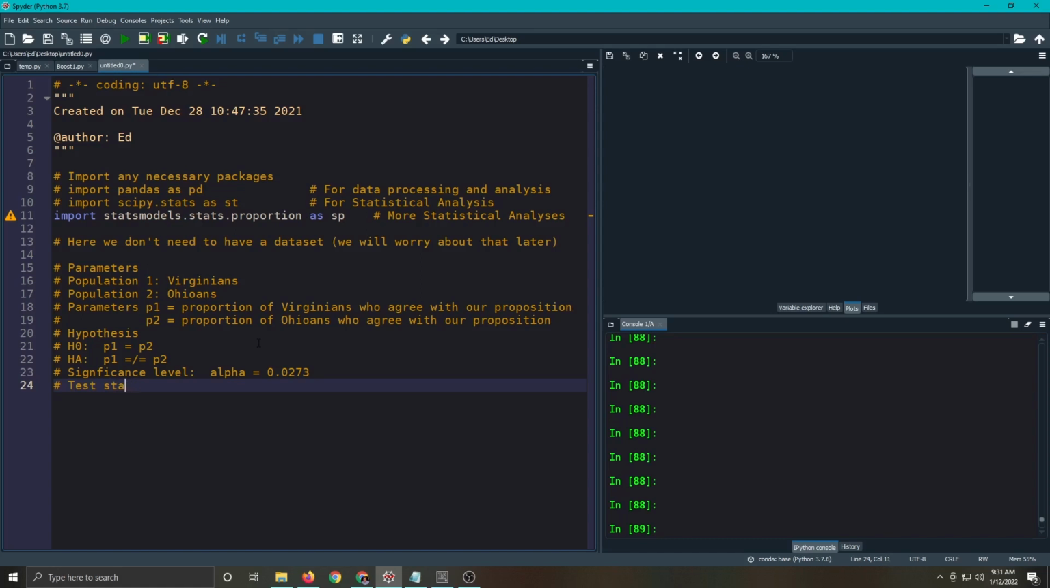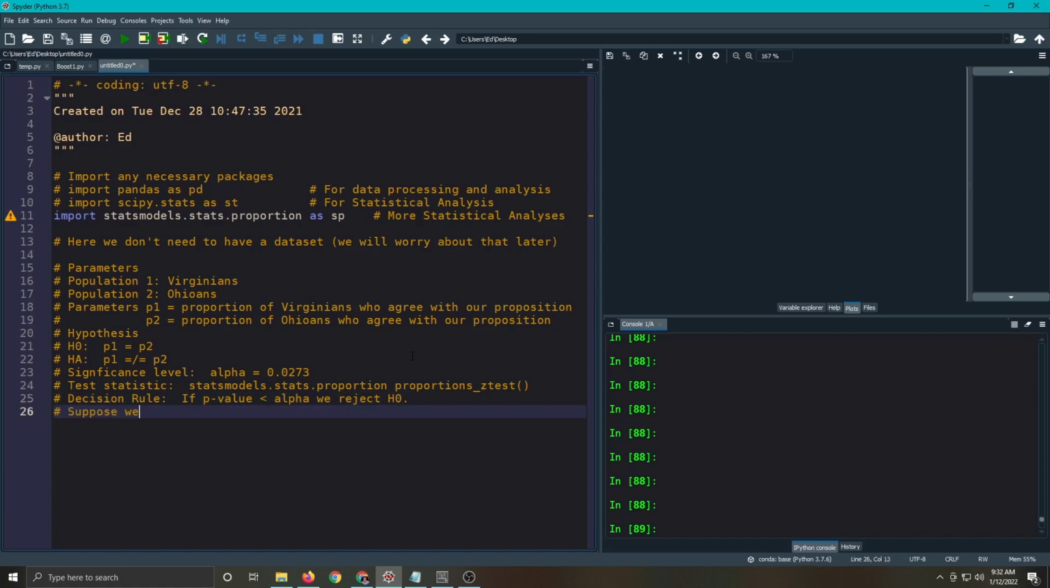Test statistic. Again, we're going to put in as specific as we can. We want to tell people what we're doing. The function that we're going to use is the same one we used last time, so keep that in mind: proportions z-test. That will work in this case as well. Now we need a decision rule: if the p-value is less than alpha, we reject H naught.